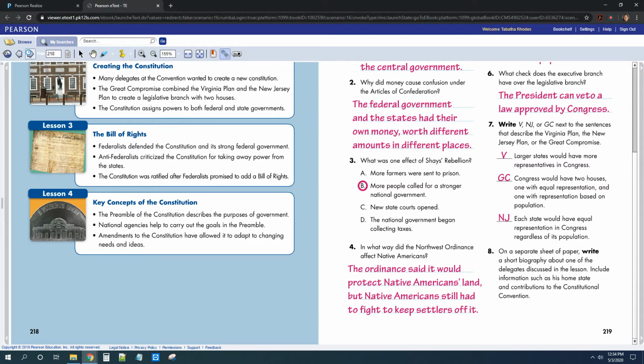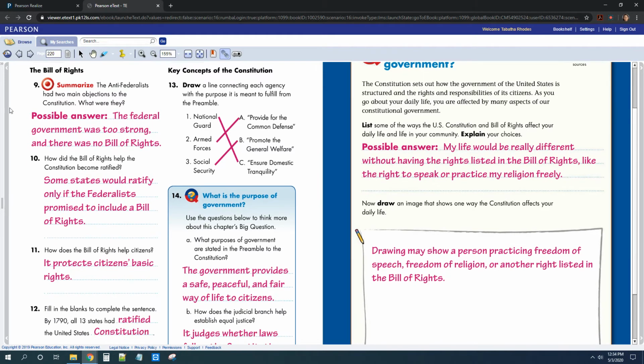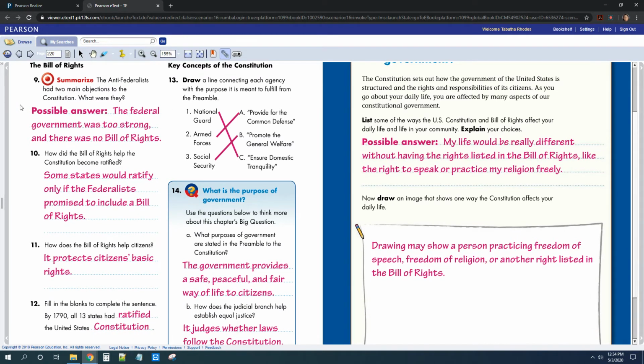All right, moving on. Lesson number 3, the Bill of Rights. So now that the Constitution was written, there were a lot of people that weren't terribly happy with it, and that's what number 9 talks about. The Anti-Federalists had 2 main objections to the Constitution. What were they? Well, the 2 things they basically said were the problem were, 1, the federal government was too strong, and 2, there's no Bill of Rights. They were concerned none of our rights are protected. What's stopping the government from taking them away from us?